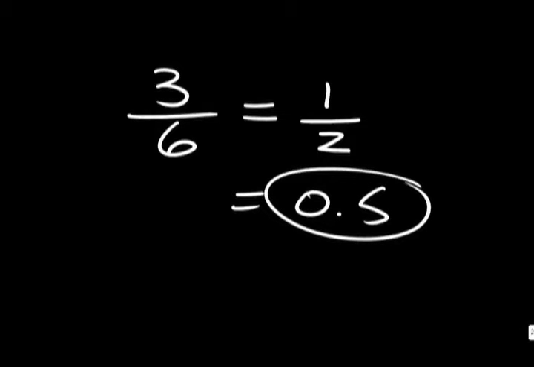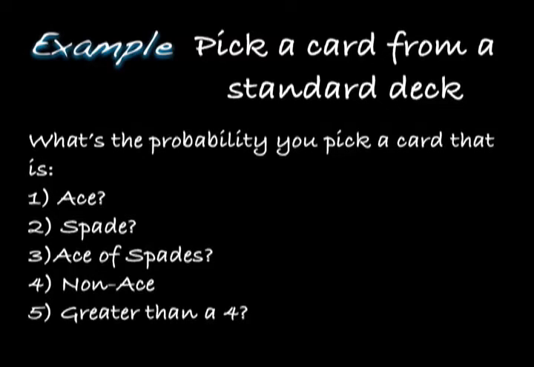Picking a card from a standard deck, assuming again ace is low. What's the probability that you pick a card that is a, first question, ace, second question, spade, third question, ace of spades, fourth question, a non-ace, and the fifth question, a card greater than a 4?